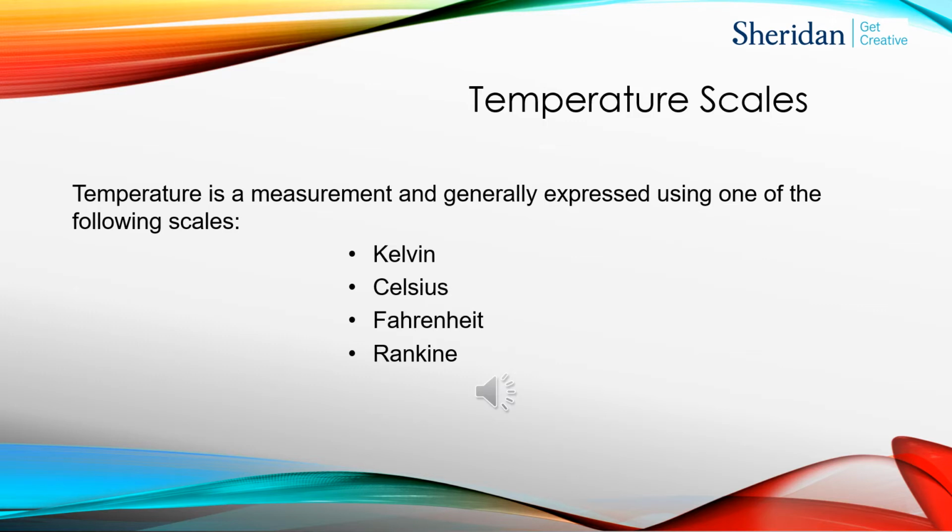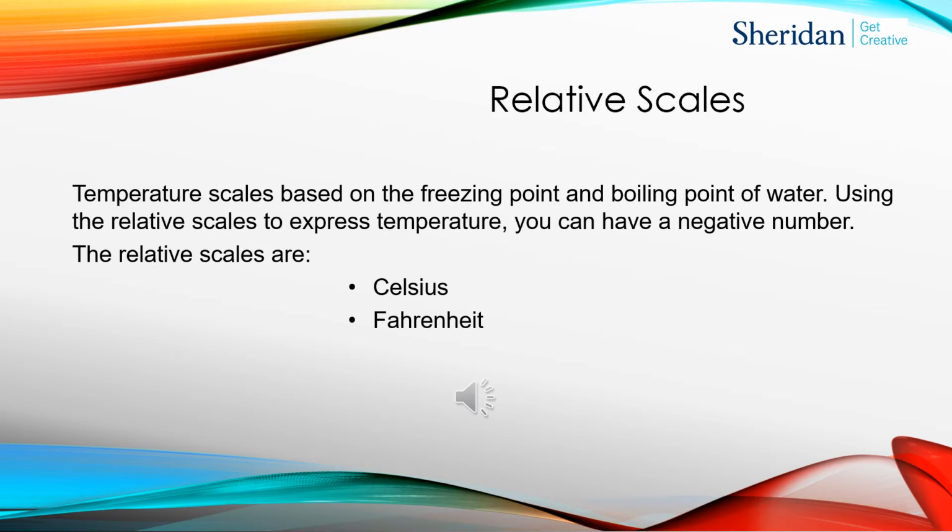Temperature. Temperature is a measurement and generally expressed using one of the following scales: Kelvin, Celsius, Fahrenheit, or Rankine. Relative scales: temperature scales based on the freezing point and boiling point of water. Using the relative scales to express temperature, you can have a negative number. The relative scales are Celsius and Fahrenheit.